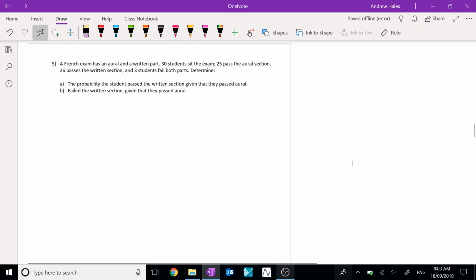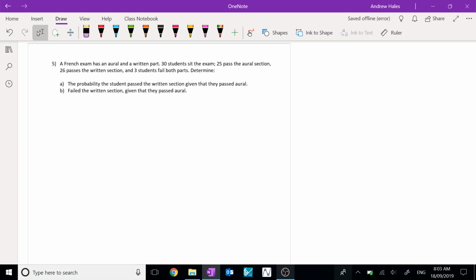Okay, a French exam has an oral and a written part. 30 students sit the exam. 25 pass the oral section and 26 pass the written. 3 students fail them both. We need to determine the probability the student passed the written exam, given that they passed the oral, and the probability that they failed the written section, given that they passed oral.